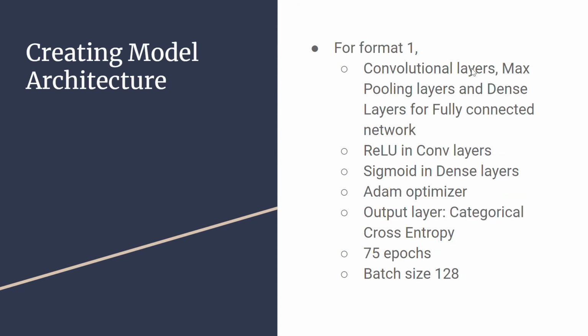I created model architectures for both the formats. Both of them are a little bit different. Both are vanilla convolutional neural nets, but they have certain differences in the way the layers are architected. The layers I've used are like any other convolutional neural net: a convolutional layer, a max pooling layer, dense layers, and some batch normalization layers as well. I am using ReLU as the activation function in convolutional layers, and sigmoid in dense layers.